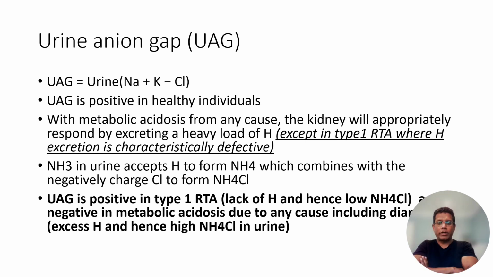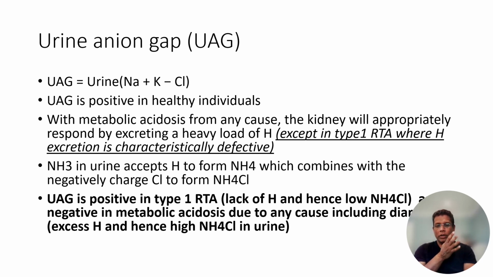Now, if I'm acidotic due to any cause, doesn't matter whether I've got diarrhea or diabetic ketoacidosis or proximal renal tubular acidosis, what do you think the kidney will do? The kidney will try to excrete all the extra hydrogen. Now, the hydrogen needs a buffer, and there are two main buffers in the urine, and one of them is ammonia. As ammonia accepts hydrogen, it becomes NH4+, which combines with the negatively charged chloride to make NH4Cl, and that goes out in the urine.